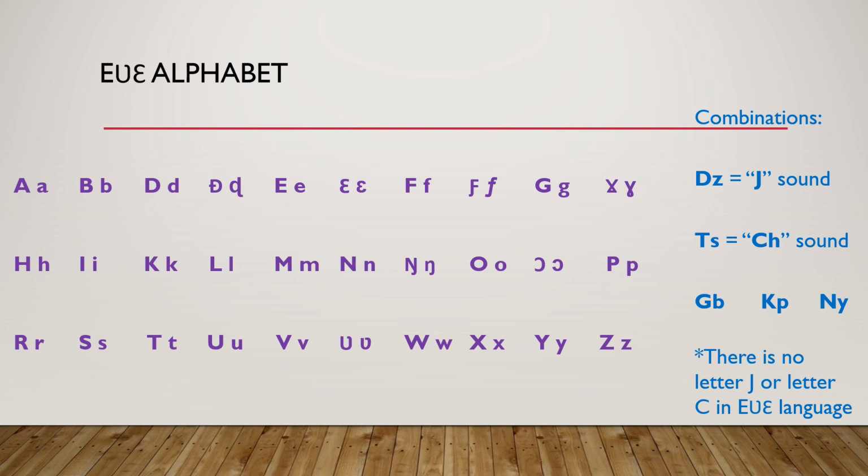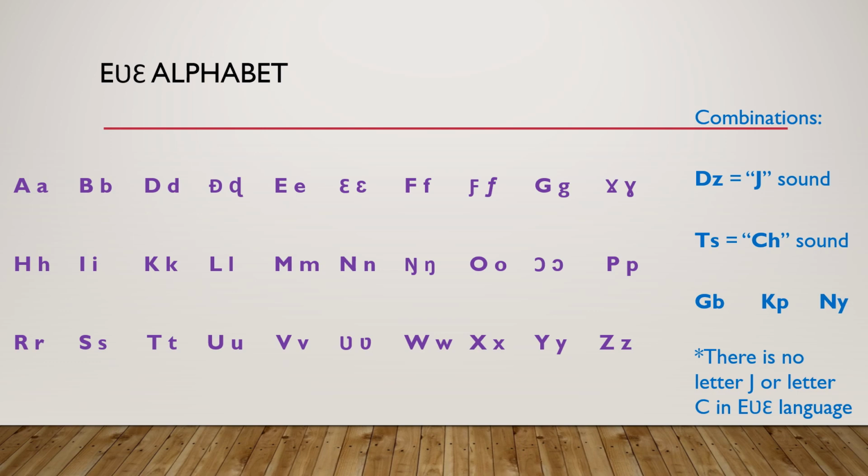Now, let's move on to the combination sounds. You have DZ, which makes a J sound, and it also makes Z. Let's use an example. My last name, or my surname, is Ajanku. Aja, you might think, is spelled A-J-A, but it's not. It's an Ewe name, and it's spelled A-D-Z-A, Aja. So the DZ also makes a J sound.